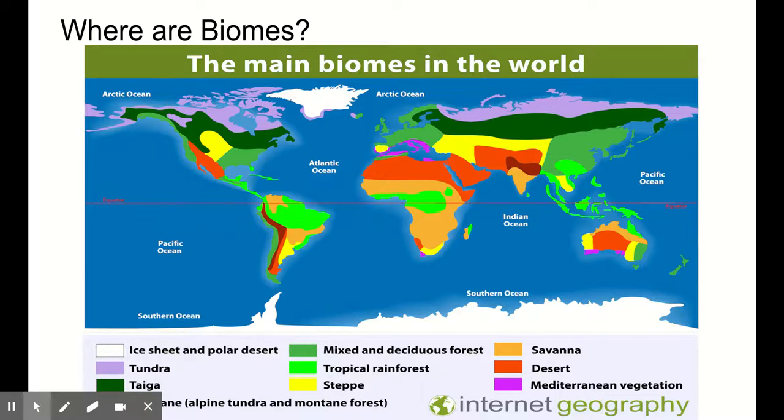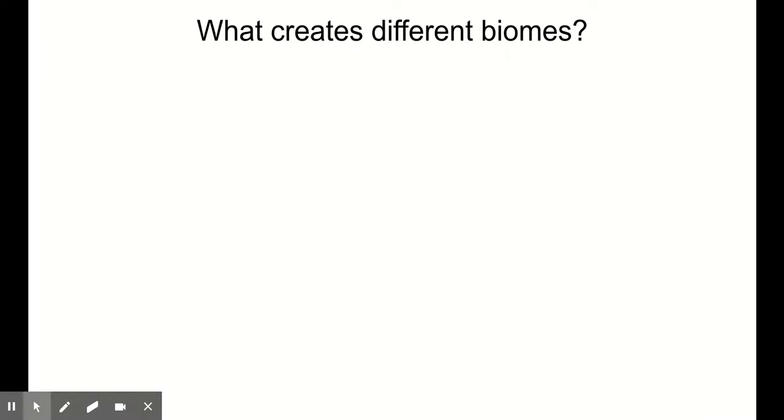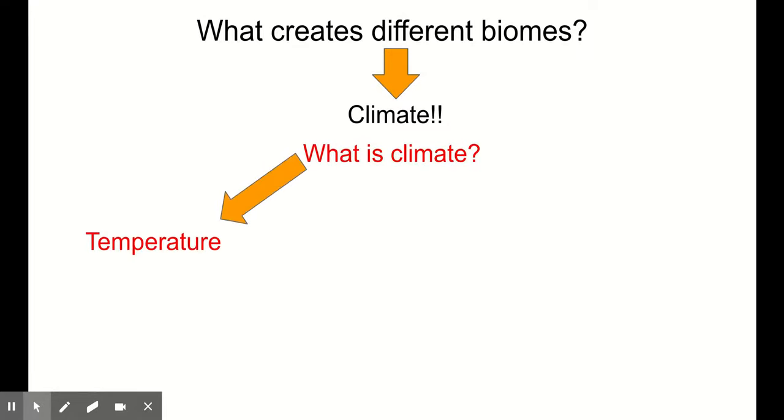Well, we got to talk about what determines different biomes, what creates different biomes. They're all based on their climate. From our last video on biomes, you should remember that they've all got specific patterns of temperature and precipitation, and that's really what defines the biome. Temperature plus precipitation, that's the climate of the biome. So let's break that down again. Climate is two things, temperature and precipitation.